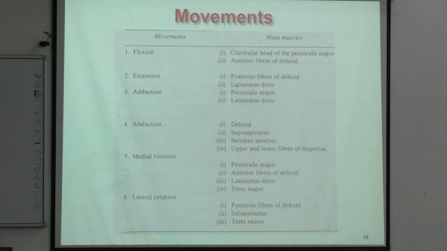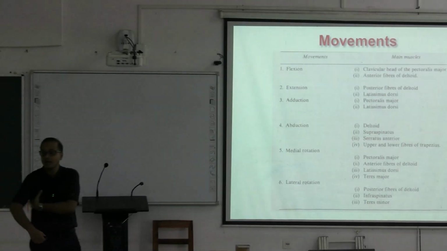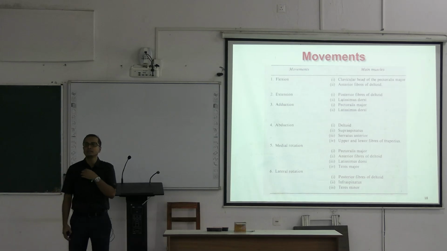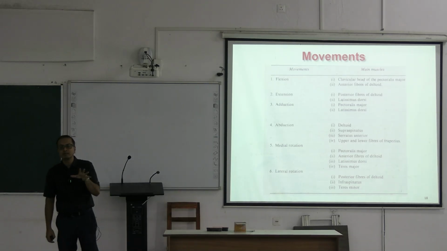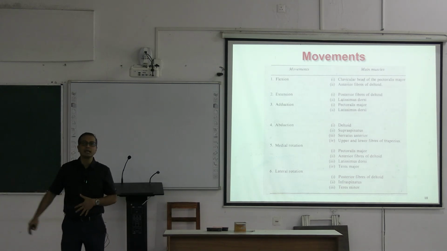Now coming to the side movements, abduction and adduction. Adduction we take first. In adduction, like closing the arm and bringing it closer, the movement is done by pec major and latissimus dorsi. These two muscles, anterior and posterior, bring it closer. So adduction is done by pec major and latissimus dorsi. Last, we are left with the side movement which takes the arm away, which we call abduction.